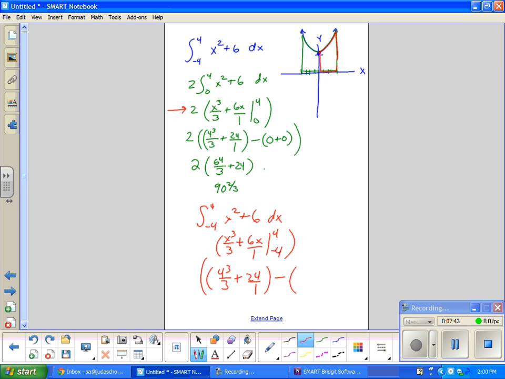minus -4 cubed over 3 minus 24. And you notice the negative is going to make a positive. It just doubles like the graph would show.